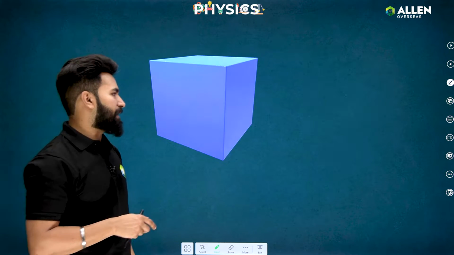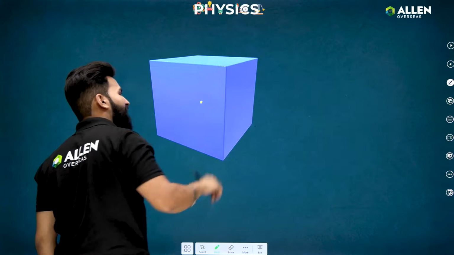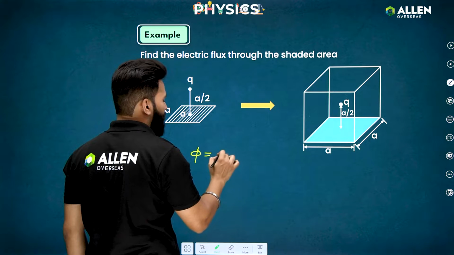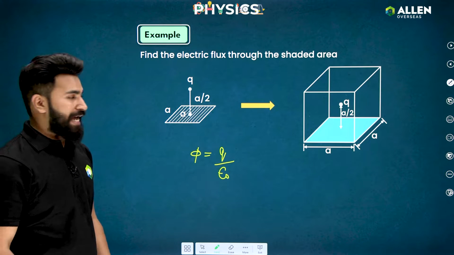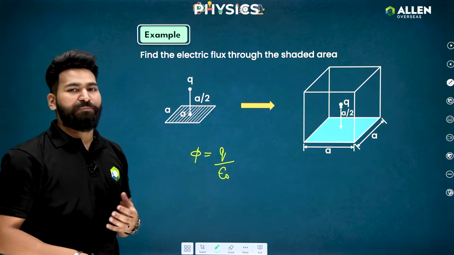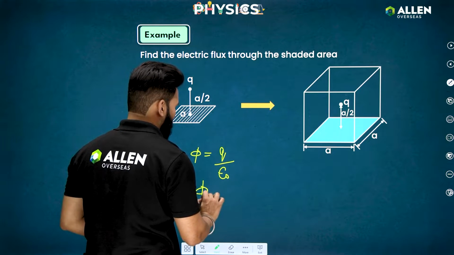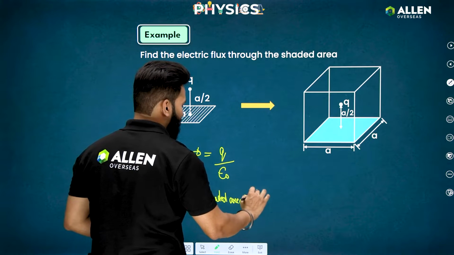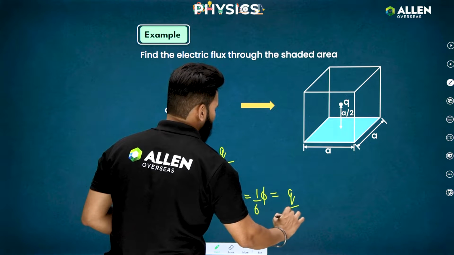Okay, so if you see this cube, the charge is placed at the exact center. Since it is placed at the exact center, I can say the flux through the cube will be nothing but charge enclosed divided by epsilon naught. That's what the flux is. And the question is asking just to calculate the electric flux through the shaded area, which is nothing but one of the 6 faces of the cube. So the flux through the face, or I can say the flux through the shaded area, will be nothing but 1 by 6 times the total flux. That means Q by 6 epsilon naught. That's it.